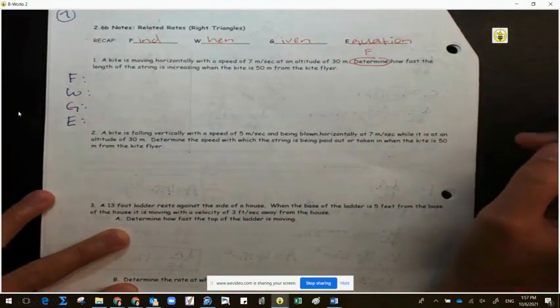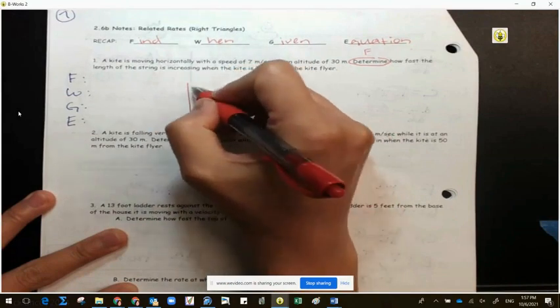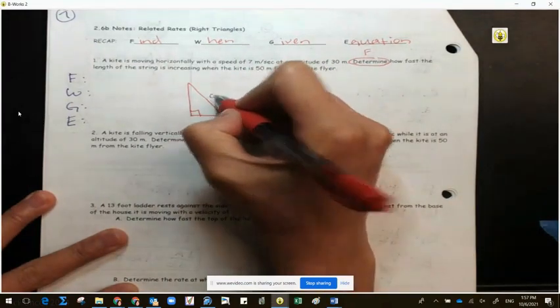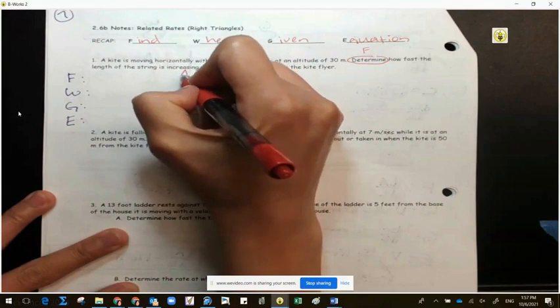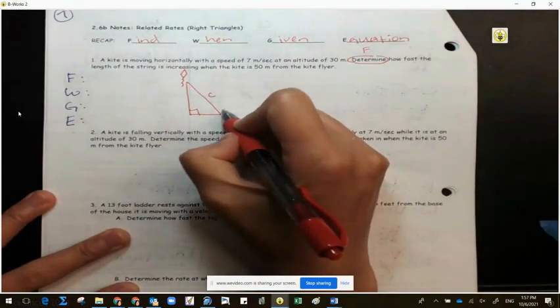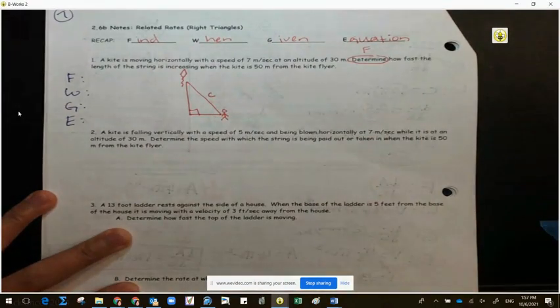So let's start by making our triangle off to the side. Here's my right triangle. And I'm going to say my hypotenuse is always C. And we're flying a kite, right? I should be artistic here. Kite. And you are the kite flyer, who is right here, having a good time.